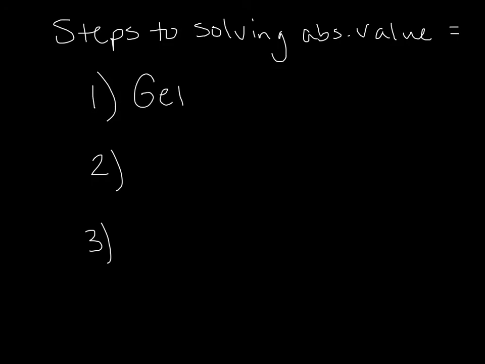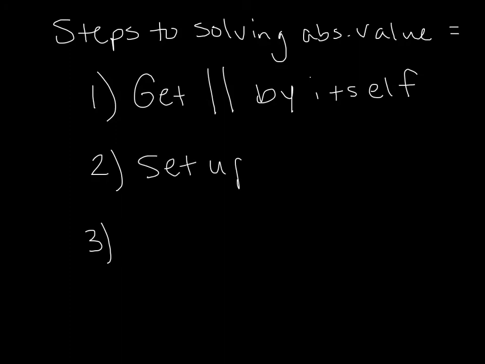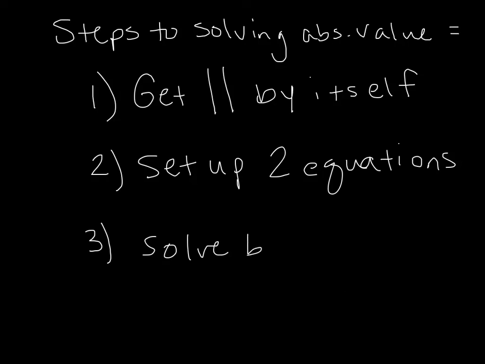First thing you need to do is get the absolute value by itself. Remember those lines mean absolute value. So get the absolute value by itself. Set up two equations, one for the positive, one for the negative answer. Then solve both, and graph. If you follow those steps, solving absolute value equations will be fine. So get the absolute value by itself, set up two separate equations, solve them both.